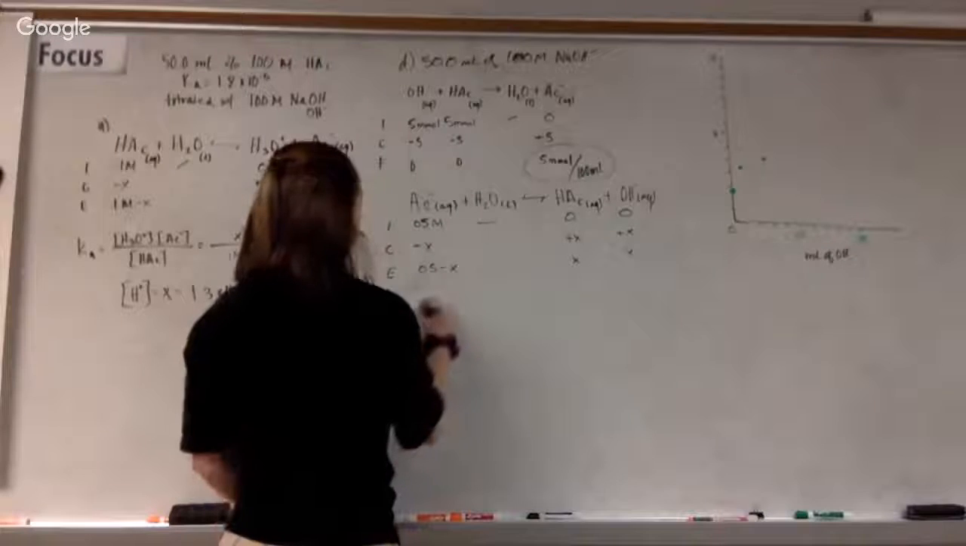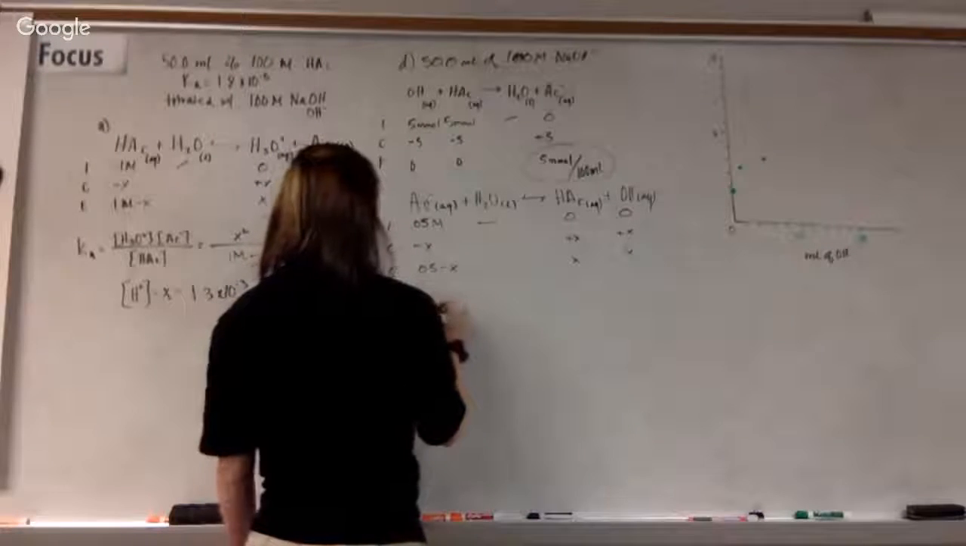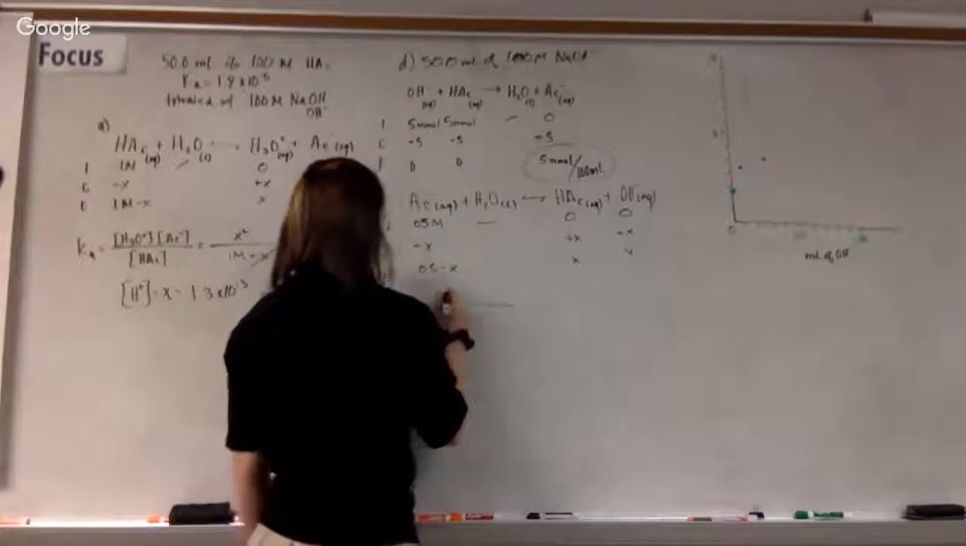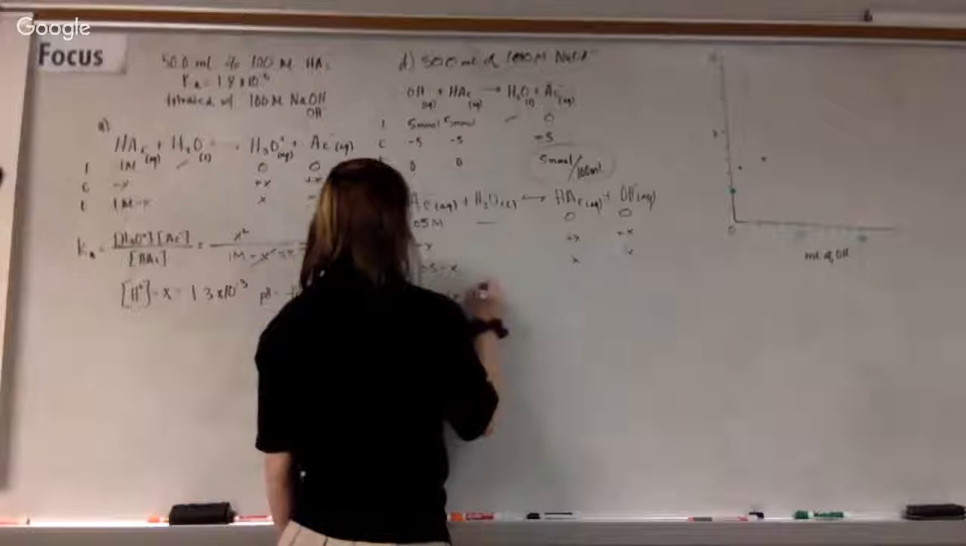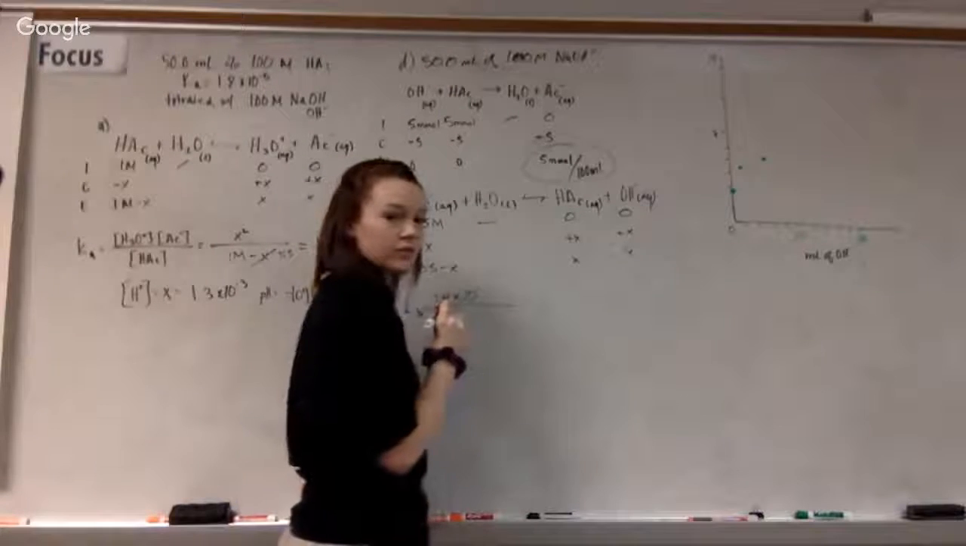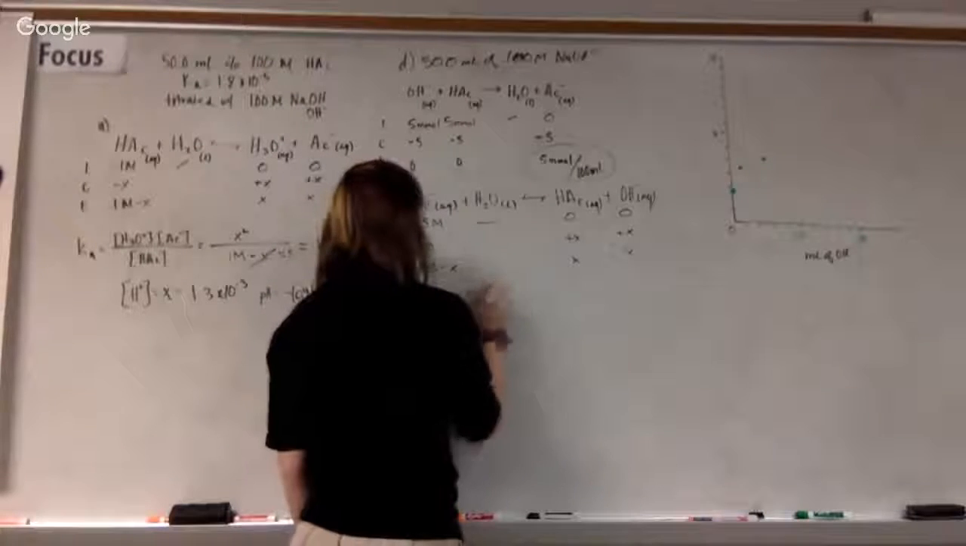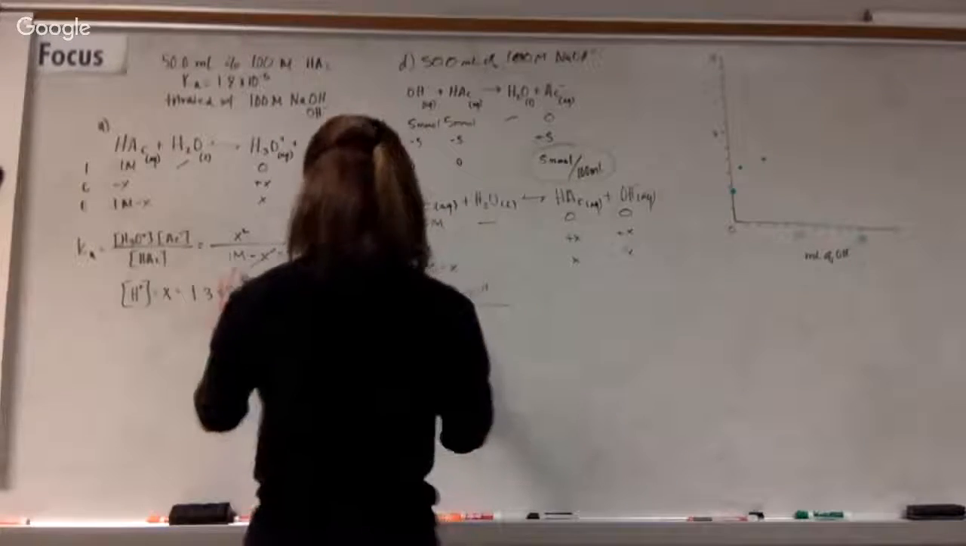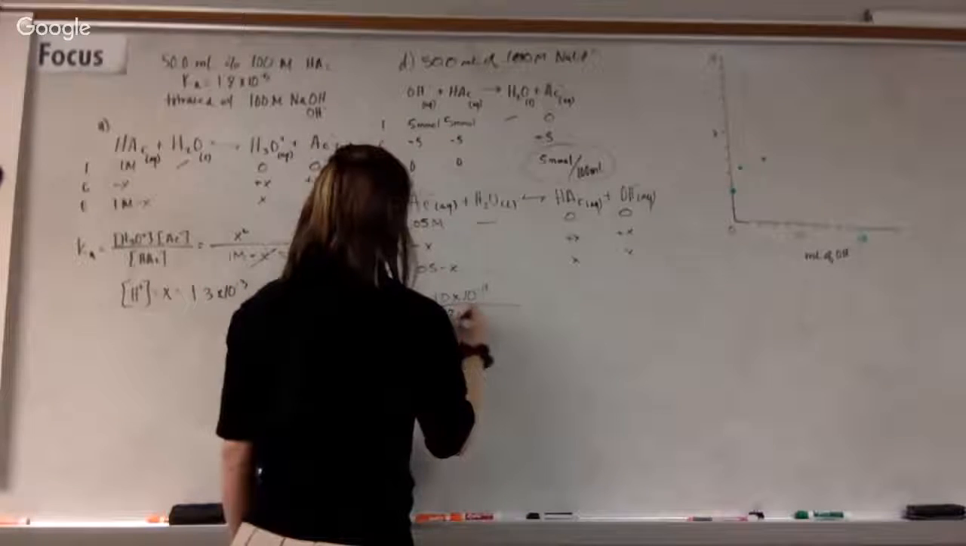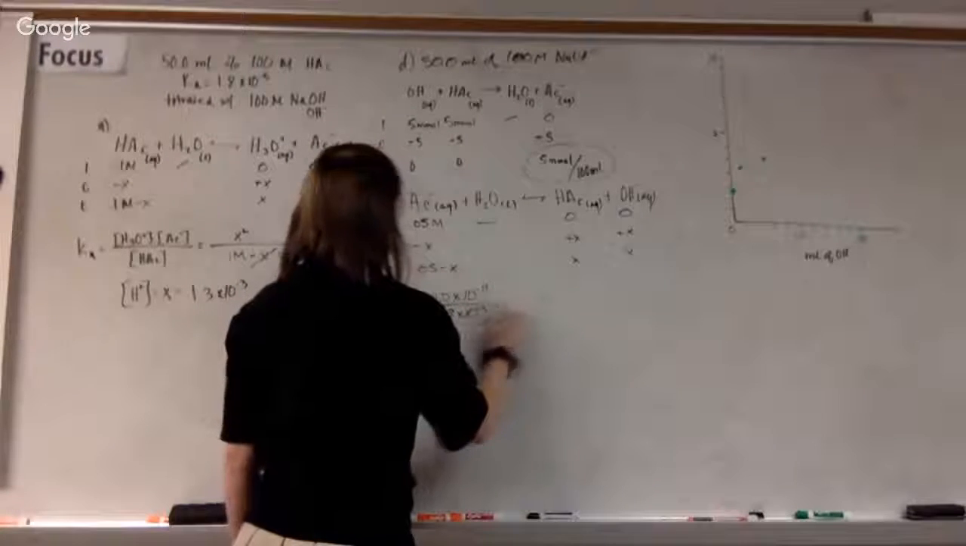And then it's Kb now, right? Wait, it's 1.0 times 10 to the negative 14. Does anyone have that?